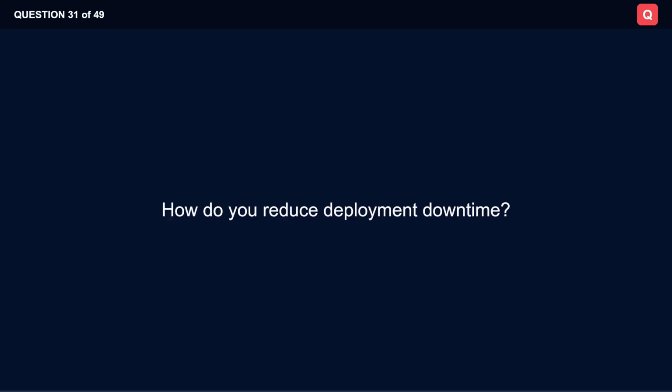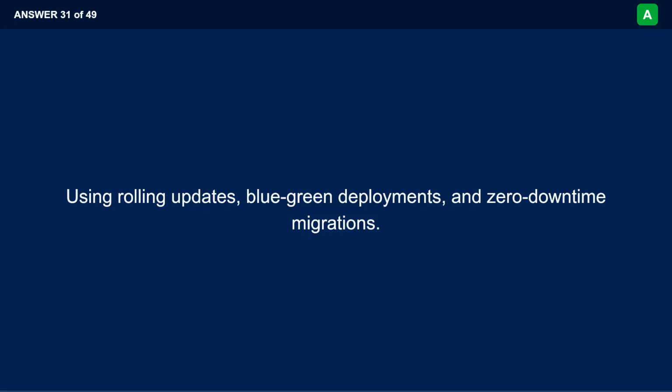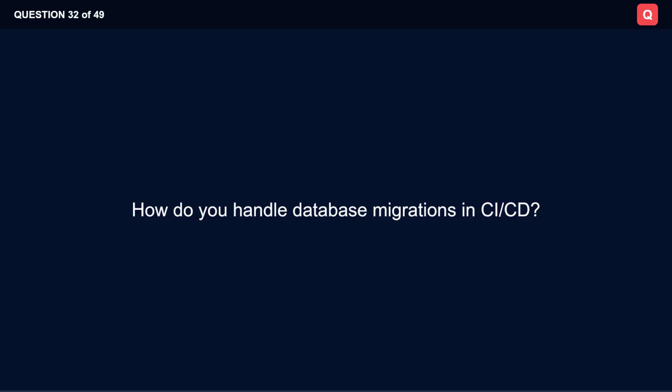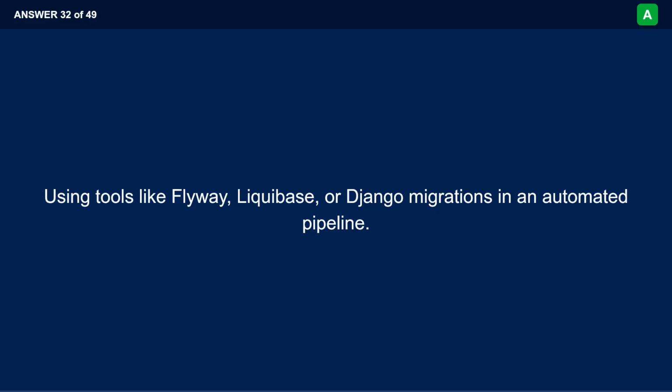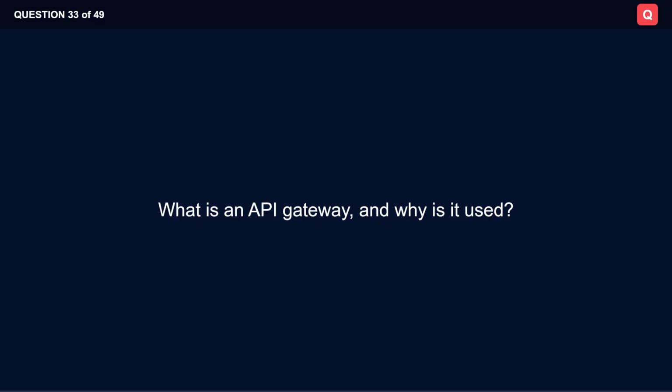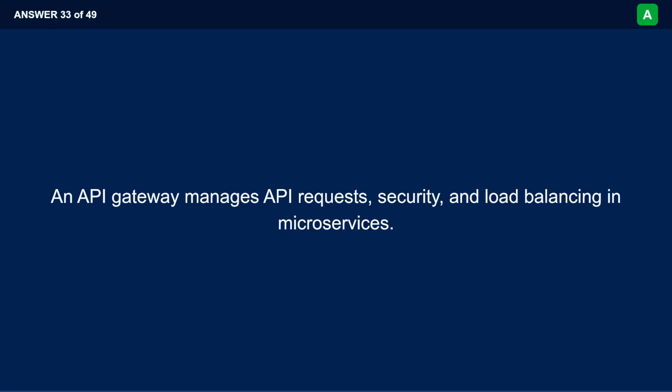How do you reduce deployment downtime? Using rolling updates, blue-green deployments, and zero downtime migrations. How do you handle database migrations in CI/CD? Using tools like Flyway, Liquibase, or Django migrations in an automated pipeline. What is an API gateway and why is it used? An API gateway manages API requests, security, and load balancing in microservices.